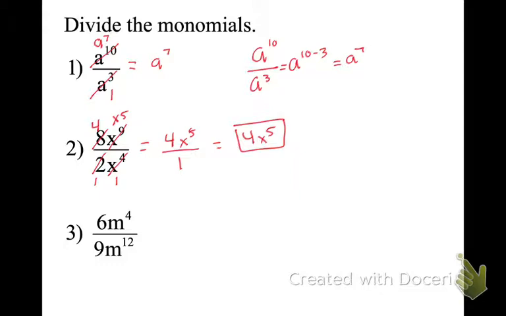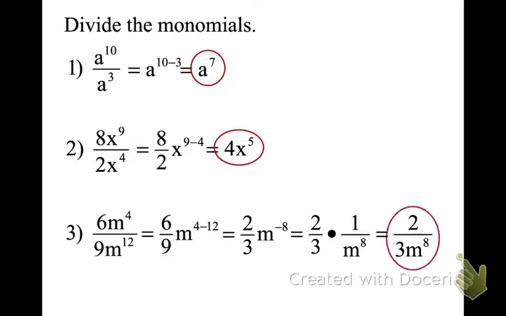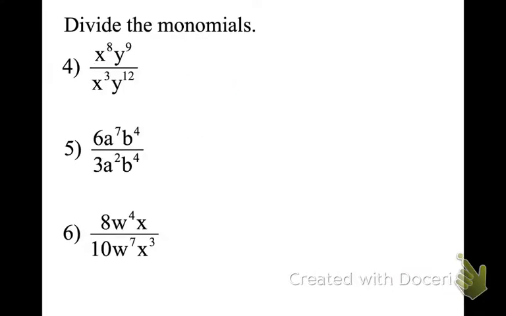So, 3 goes into 6 2 times, and 3 goes into 9 3 times for the numerator. Now, the greatest amount of m's we can take out is m to the 4th, and I'm left with 1. When I take out 4 here, I'm left with m to the 8th. So multiplying across, I get 2 over 3m to the 8th. All right, let's keep going. Pause the recording and try the next 3 on your own.